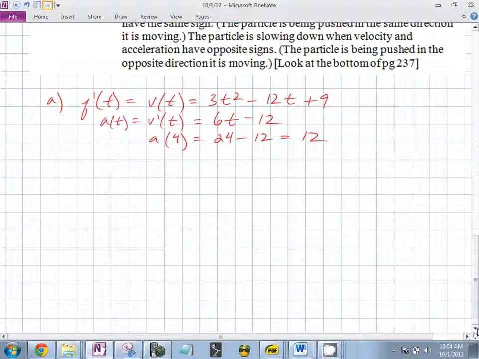A physics teacher is pretty dictatorial about using the proper units, and I am too, but you just have to put it on at the end. So anybody know what the units on this acceleration is going to be?